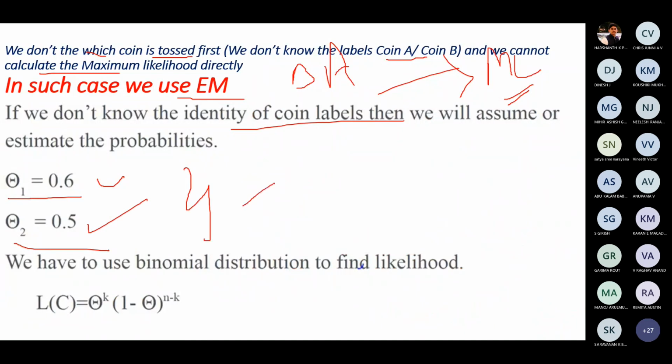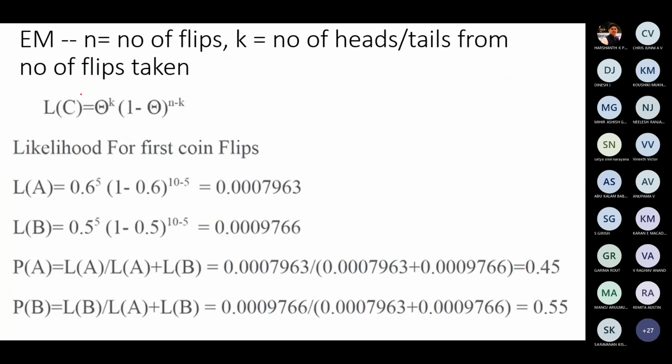Then we will try to maximize this. Here we use the binomial distribution to find the likelihood. Now what is the binomial distribution? Theta to the power k times 1 minus theta to the power n minus k, where n is the number of flips, 10 or whatever the number of flips may be, and k is the number of heads or tails from the flips taken.